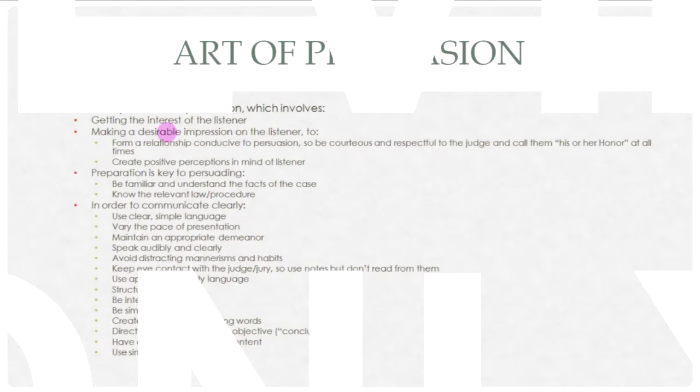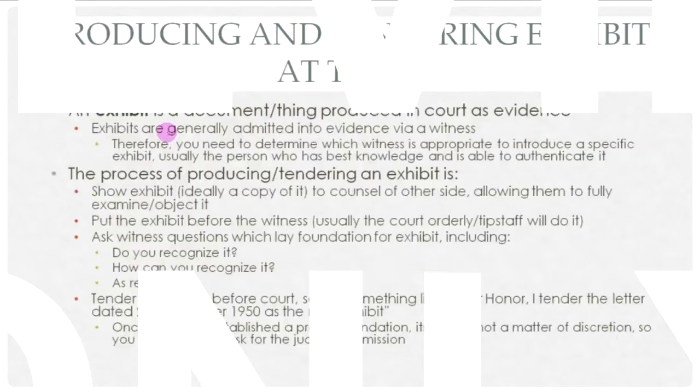Vary the pace of your presentation, so sometimes you speak slowly, sometimes you speak extremely fast, and maintain an appropriate demeanor, so don't go into the court looking a bit odd, and speak audibly and clearly, so loudly, but not too loudly. Avoid distracting mannerisms and habits. Keep eye contact with the judge or jury, so use notes but don't rely on them. Use appropriate body language, structure carefully, be interesting, be simple, create images with interesting words, direct your story towards an objective, so a conclusion, have an appropriate emotive content, and use simple but powerful language.